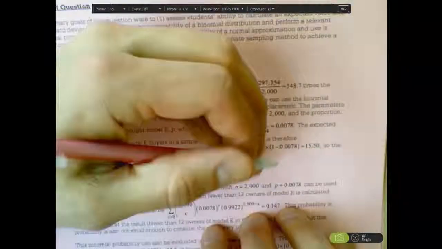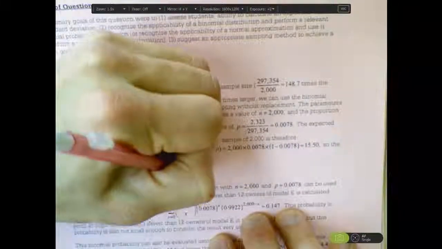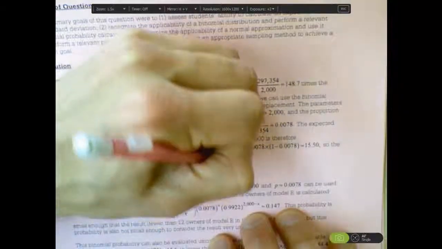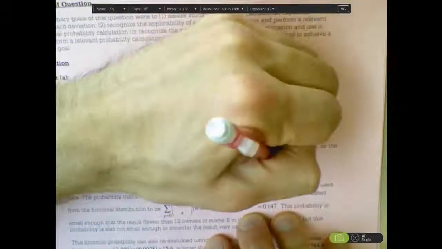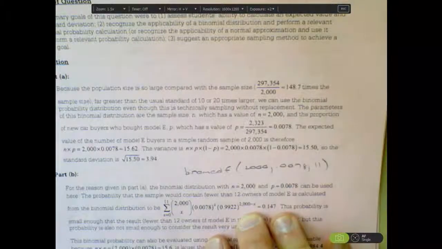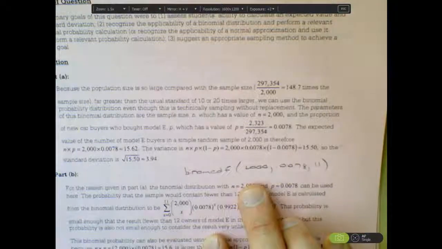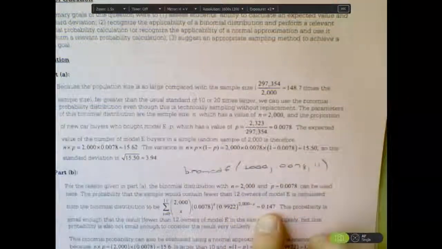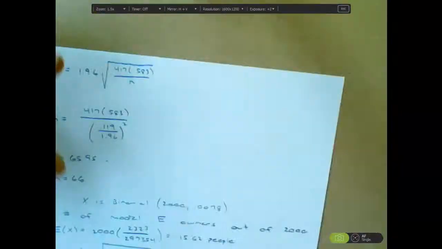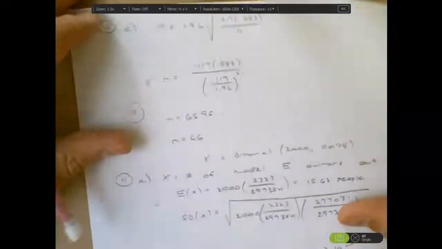Let me just talk through this. If you did this in your calculator, you're not going to do 1 minus, you're going to do binomcdf, number of trials 2,000, probability of success, and number of successes. We want fewer than 12, so I want to sum up 0 through 11. That's going to give you that. Okay, so that was essentially correct.